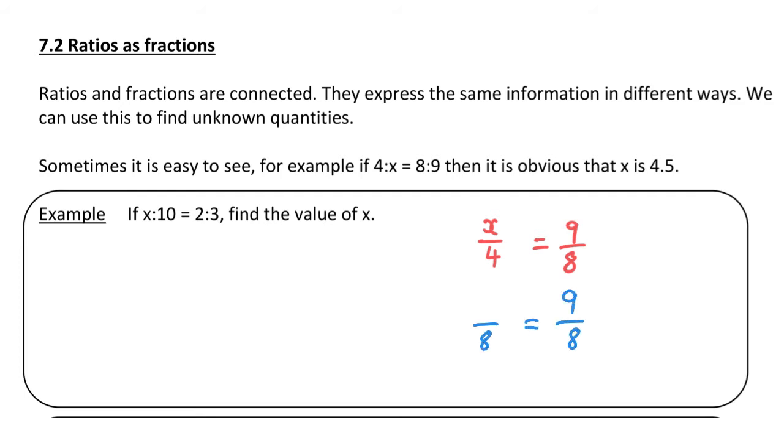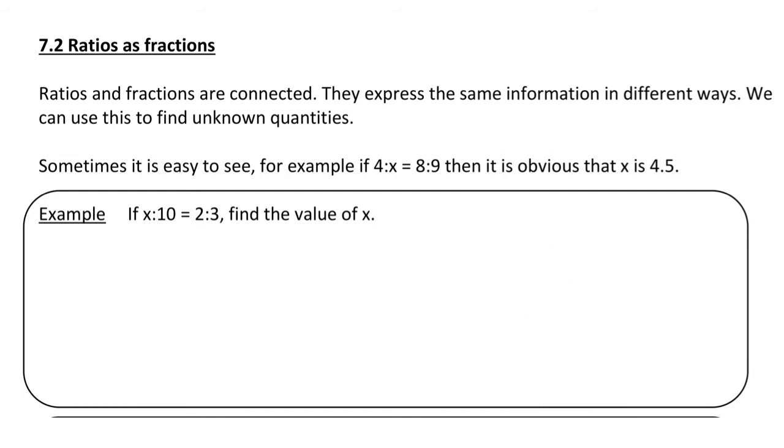9 over 8 will remain the same, but to get from x over 4 to a fraction over 8, we need to multiply by 2. So we get that 2x over 8 equals 9 over 8. And then if that's true, because the denominators are the same, that means that 2x must equal 9, which means that x equals 4.5.